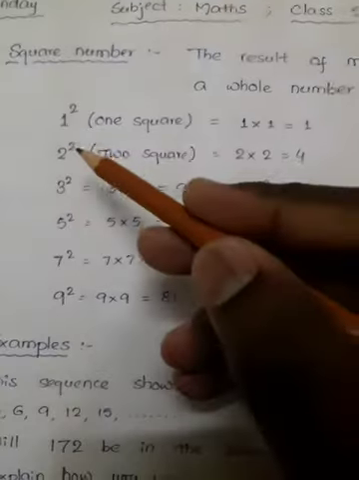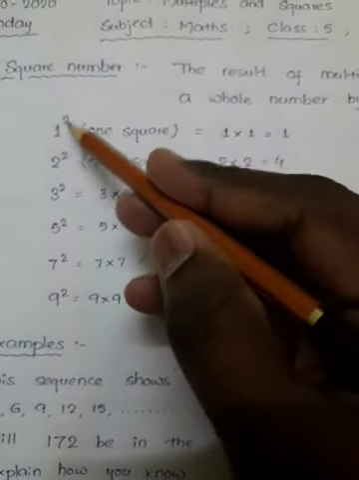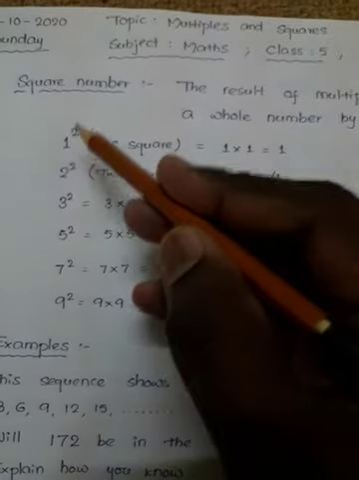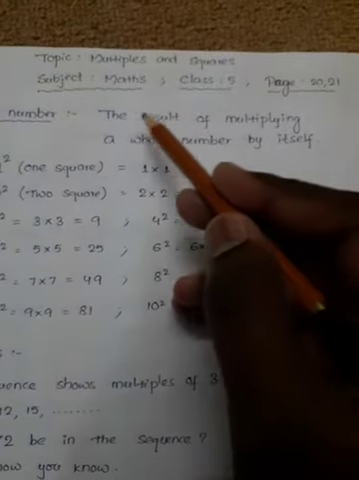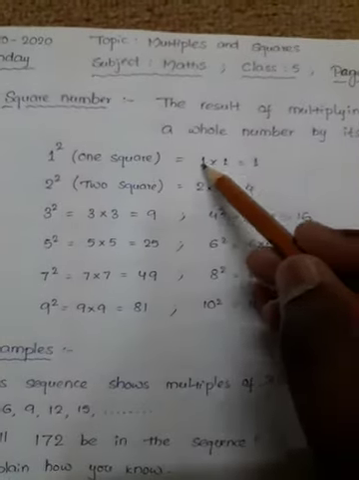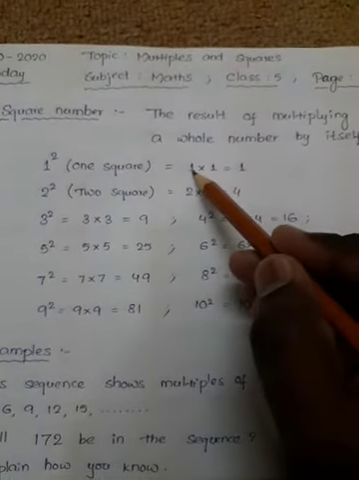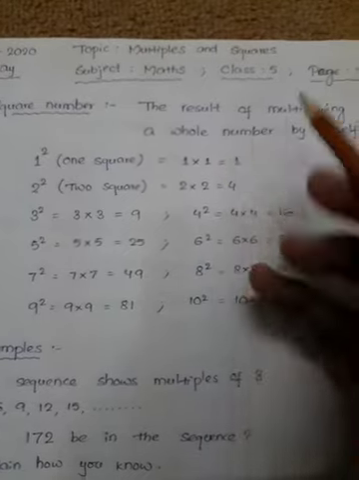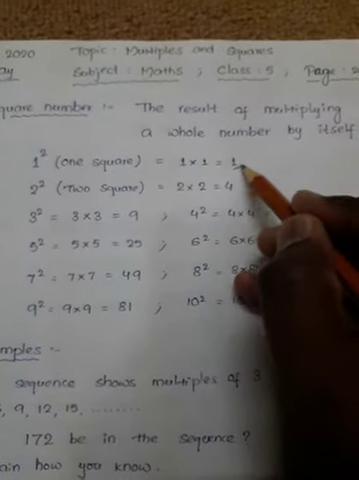So now, 1 square, how do we pronounce this one? 1 square. What is the meaning of 1 square? That means the same number. What is the definition? The result of multiplying a whole number by itself. So 1 square means 1 multiplied by 1. That means 1, the whole number, multiplied by itself. So 1 into 1 is 1. So this is the square number. Okay, this is the explanation.